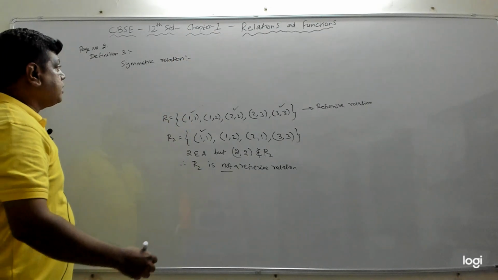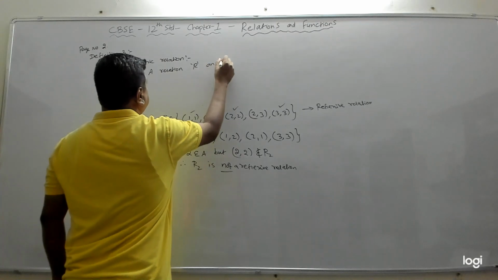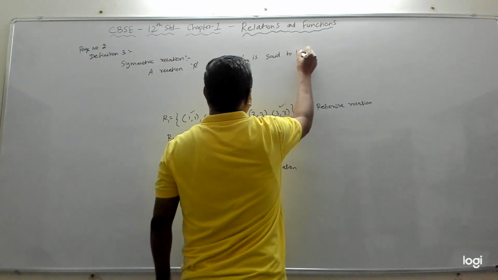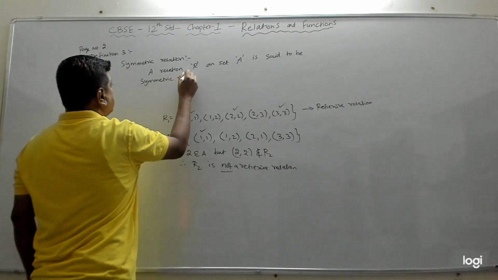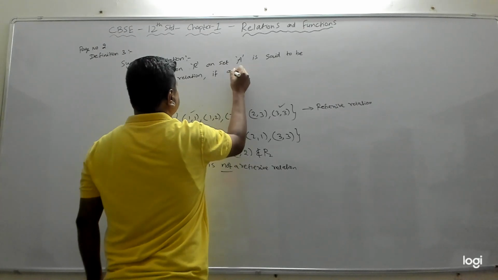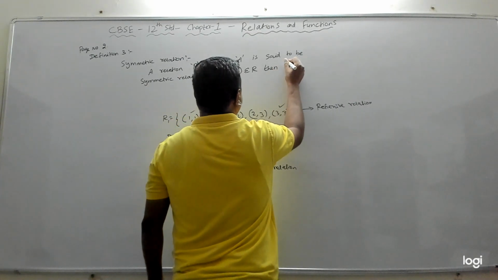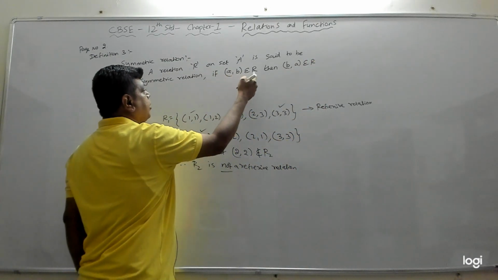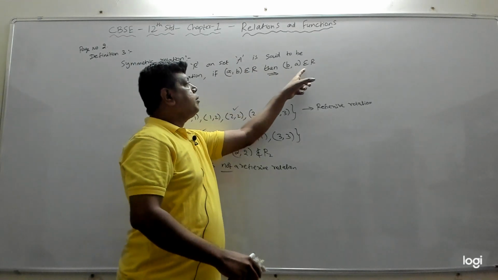Symmetric relation. The definition: a relation R on set A is said to be a symmetric relation if (a, b) belongs to the set R, then (b, a) should be in R. Or they may say if (a, b) belongs to R implies, they may put the implies symbol, or you can say then (b, a) should be in R.